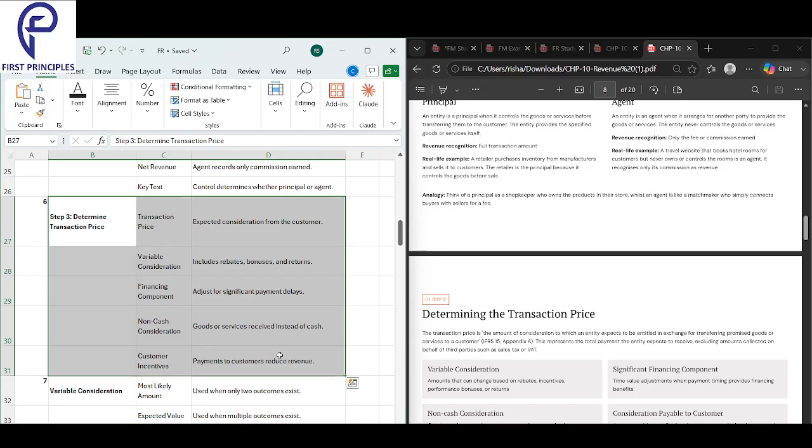Next, financing component. If customers pay very late or very early, adjust for the interest effect. Right? If customers pay very late or very early, what should you do? You should adjust for the interest effect. Okay, that is the financing component. In transaction price, there's something called the financing component.